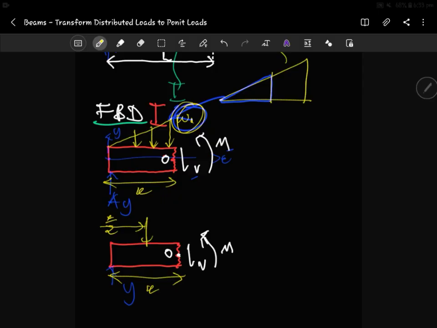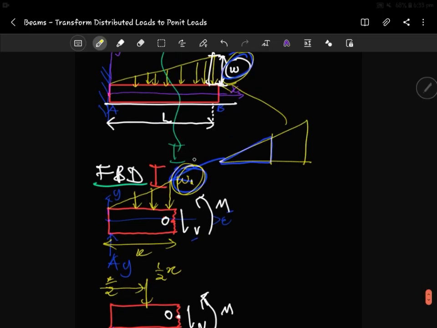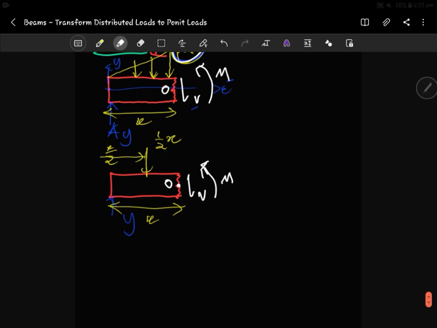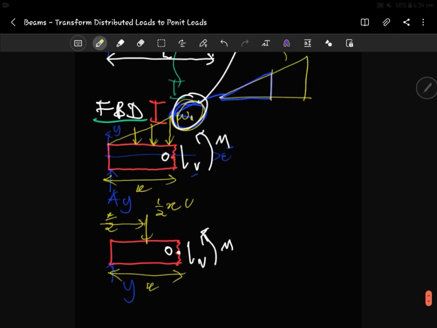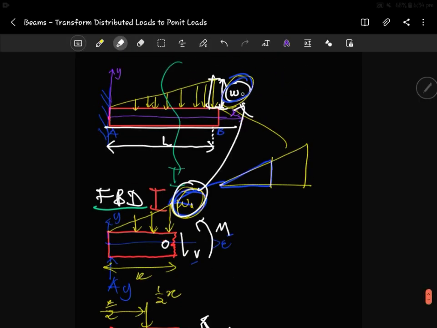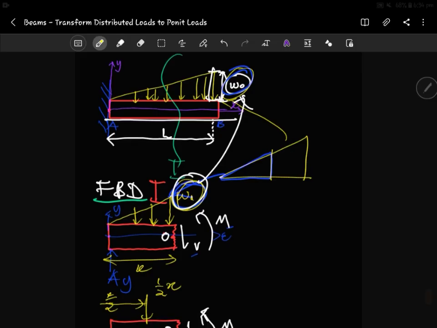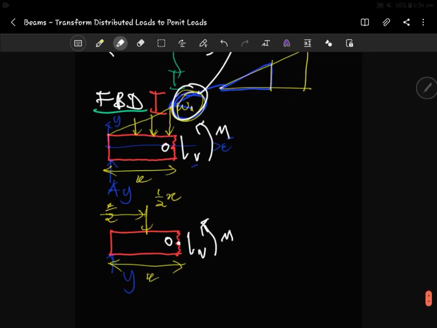I'm placing the W there. The W there is actually a portion of the whole thing, right? So let's see, we know it's still a triangle, so the force is half times base, which is X, times height, right? The height here, which we are saying is W1, this one right here, we are saying it's a portion of this, right? So if it's a portion, first of all, let's write it out. This W1 here is a portion of the W naught. This W1 is a portion of the W. So we can write the W, right?